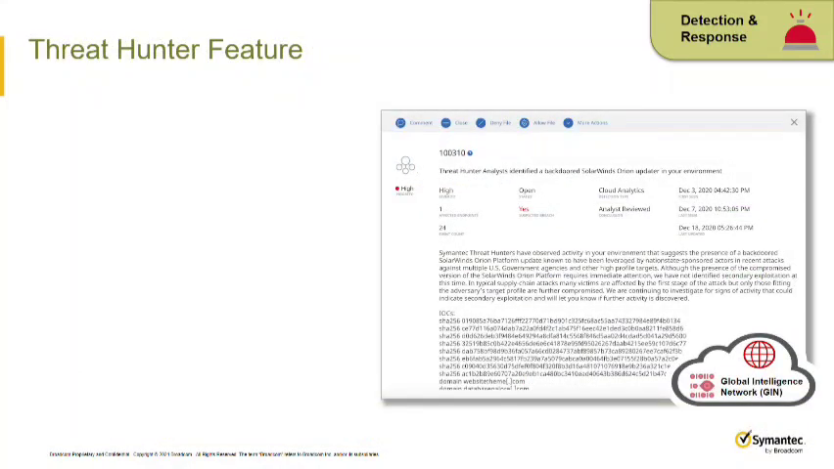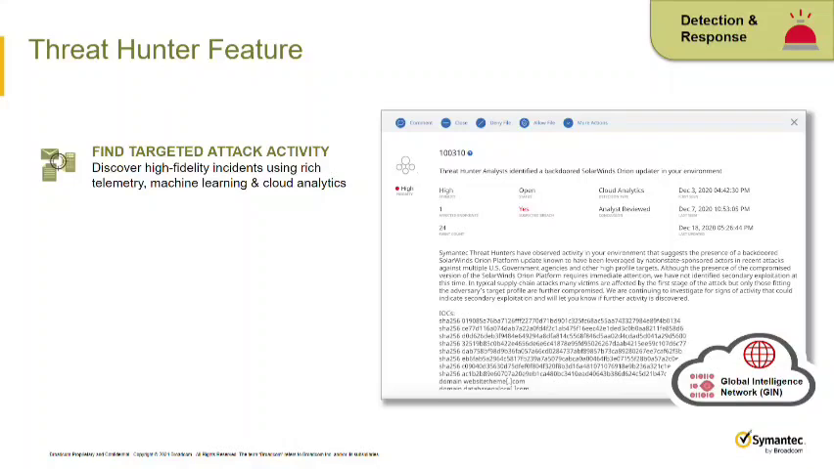Massive amounts of alert data can overwhelm your security team, especially when they have no global context to uncover targeted attacks. That's why Symantec created Threat Hunter, a service that combines both local and global telemetry, machine learning analytics, and manually reviewed and validated analysis from Symantec expert threat hunters to expose attacks in your organization that would otherwise evade detection. Here are some of the details about the Threat Hunter feature.